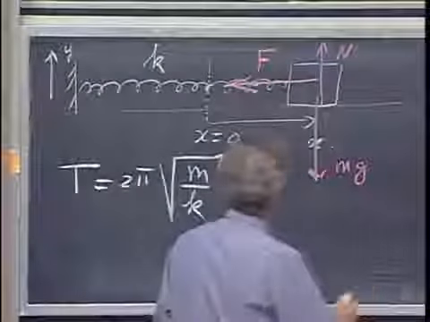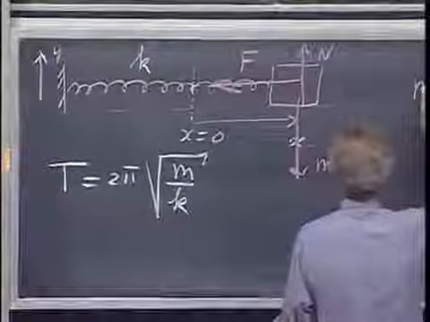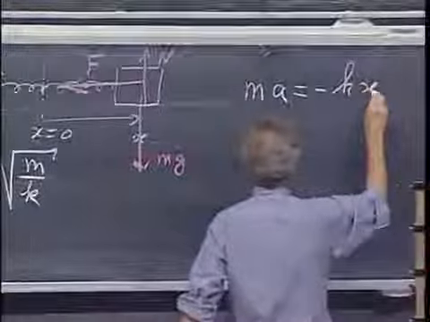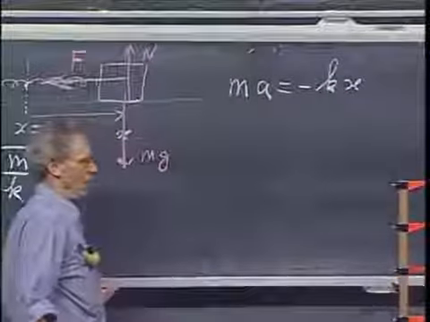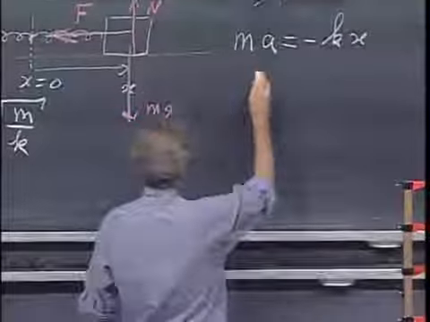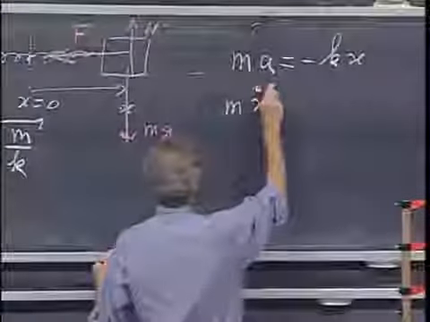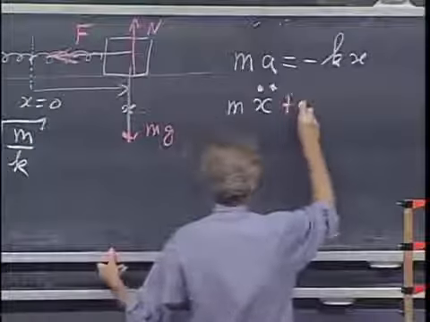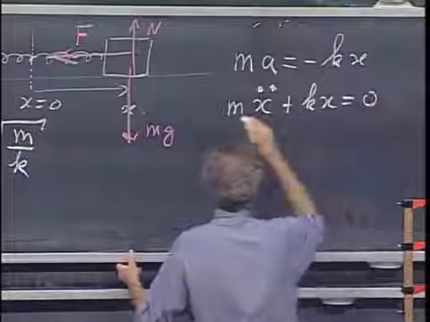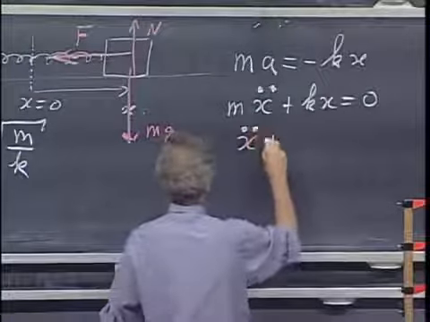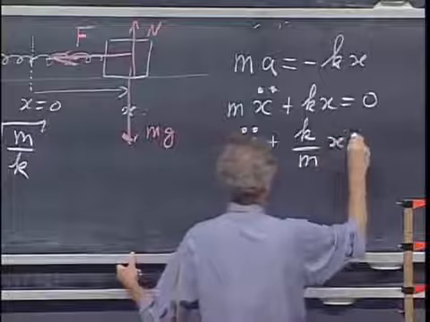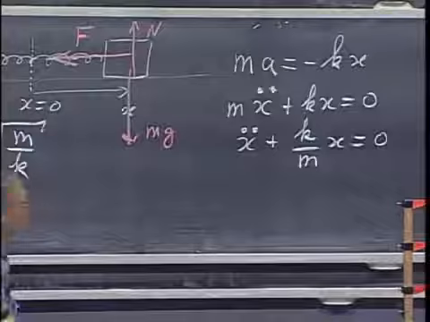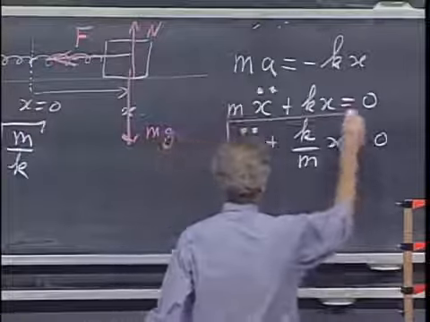So now I'm going to write down Newton's second law: ma, which is all in the x direction, equals minus kx. a is the second derivative of position, for which I will write x double dot, so m x double dot. One dot is the first derivative, that's the velocity. Two dots is the acceleration. Plus kx equals 0. I divide by m, and I get x double dot plus k over m times x equals 0. And this is arguably the most important equation in all of physics.